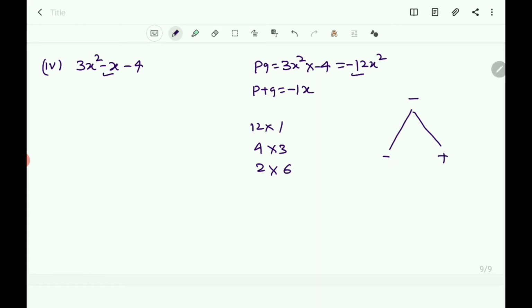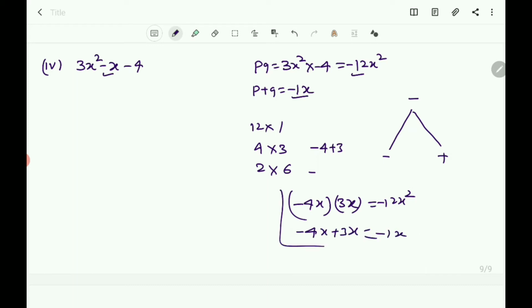Now here the difference is 1, so you can take minus 4 plus 3. The difference is minus 1, so you can take minus 4 plus 3, that is minus 4x and 3x. The product is here minus 12x square, and minus 4x plus 3x is equal to what? Minus 1x. So this is the combination which you have taken. So you take minus 4x here plus 3x. The product is here minus 12x square.